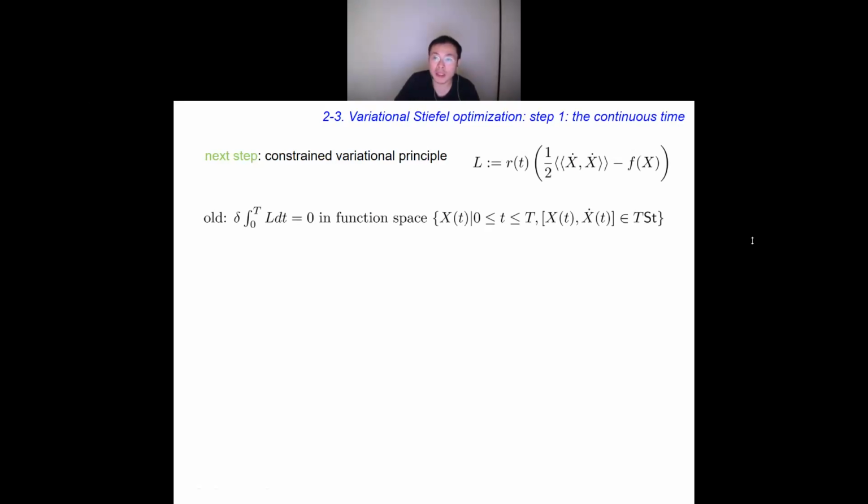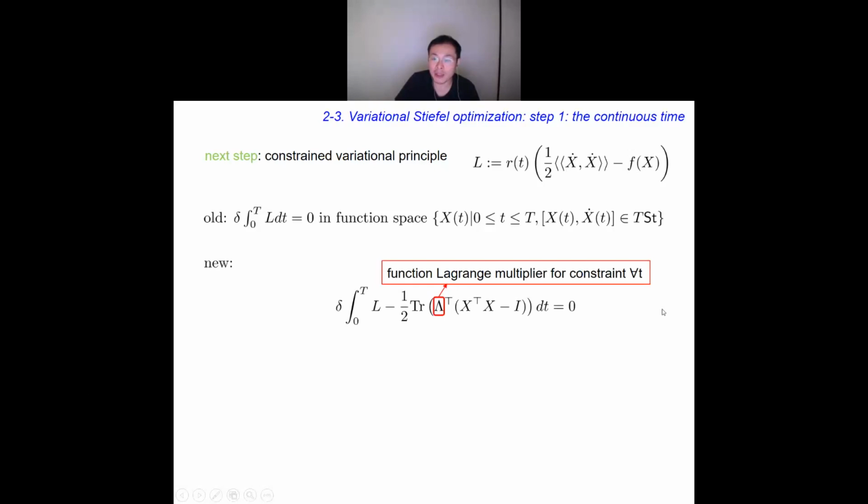So previously we had this Lagrangian, and we want to do this variational principle. It sounds easy, but it's hard. The reason is because you do variation in a function space that is curved. So you require your function to be actually in the tangent bundle of the manifold, meaning x has to be on the manifold, x dot has to be in the tangent space at all time. What we can do is we can actually add a function Lagrange multiplier to enforce the constraint at all time. And then as a consequence, we can do variation in an unconstrained flat function space.